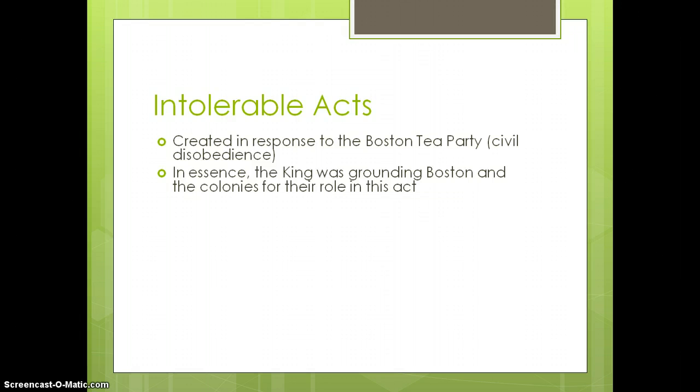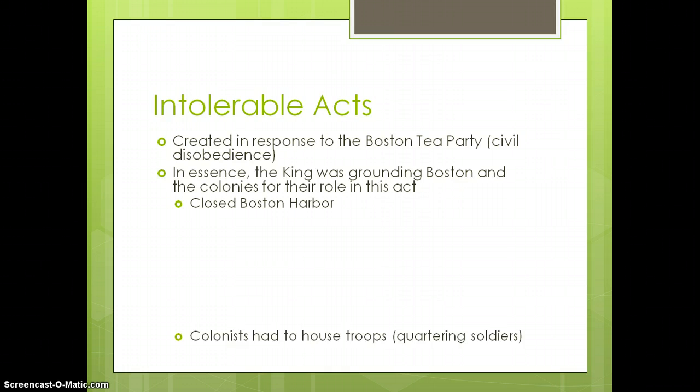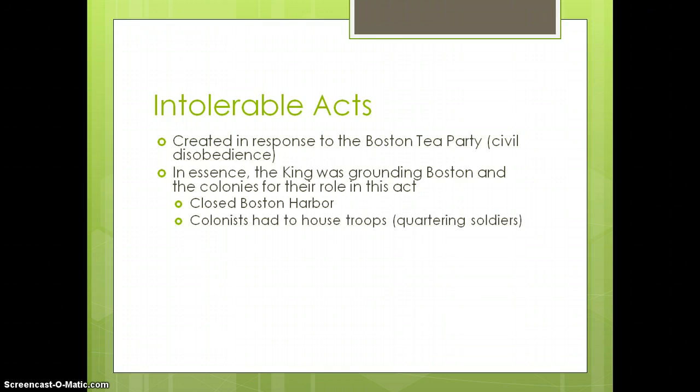And so, in essence, the King of England is like the mean parent, and he's grounding Boston. He's saying, you go to your room, Boston. You go to bed without supper. Kind of one of those things. And he's grounding them for what they did in the Boston Tea Party. The way he grounds them and the way he punishes them is he closes Boston Harbor. And then the colonists had to house the troops. They had to quarter the soldiers. They had to give up their houses and their things for the soldiers to be a part of.